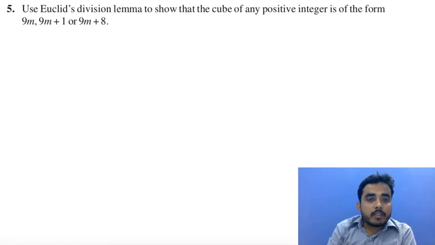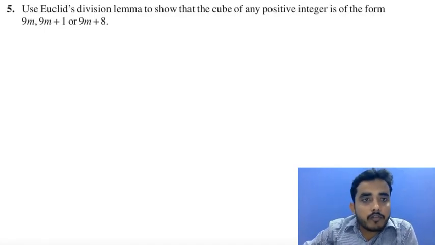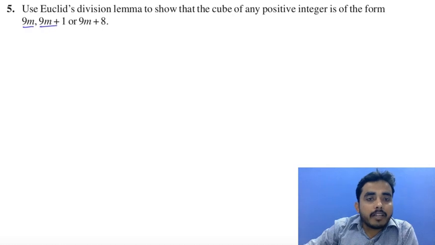So students, here is question number 5 on our screen. It states that use Euclid's division lemma to show that the cube of any positive integer is of the form 9m plus 1 or 9m plus 8.